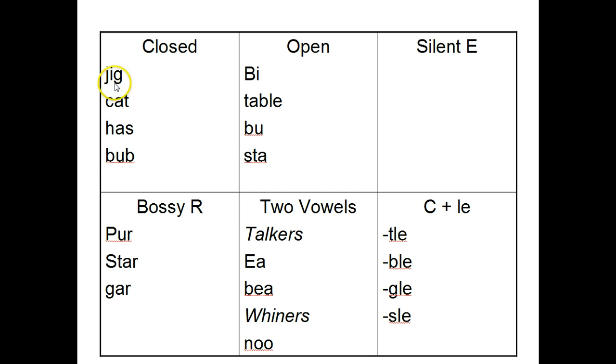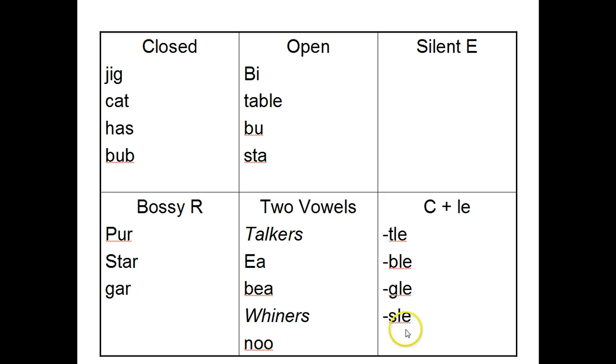That's confusing because the whole word doesn't fit underneath the closed pattern. So I have the part that does fit under the closed pattern underneath. So I have jig, and that would go with jiggle. I have cat, and that would go with tull. I have has, and that would go with soul. And I have bub, and that would go with bull.